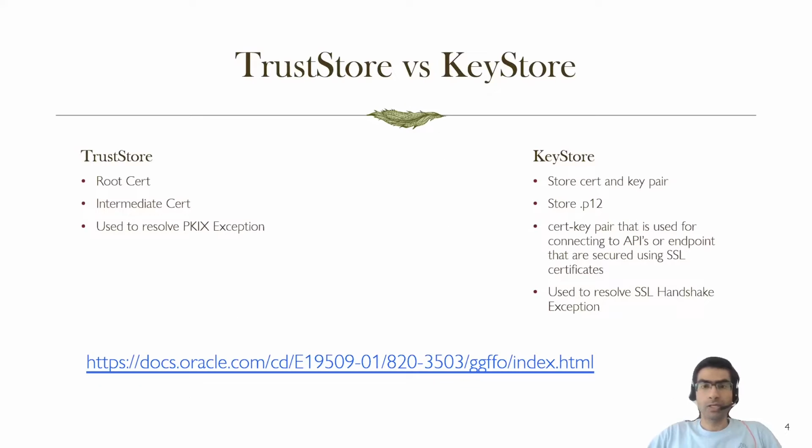So if we look at it, TrustStore will contain the root cert, intermediate cert, which will help us resolve the PKIX exception, and the KeyStore will have the cert and key pair, which could be in a PEM format or a P12 format, which help us connect to a secured endpoint and will help us resolve SSL handshake exception. I'll add this link if you want to read Oracle docs.